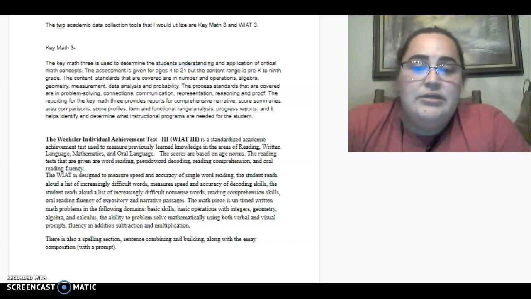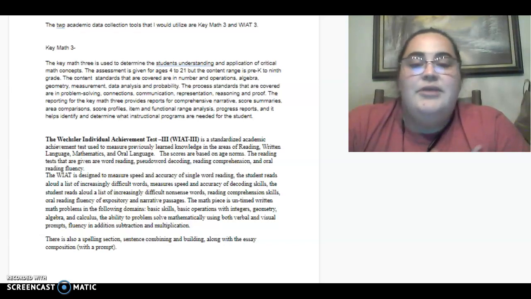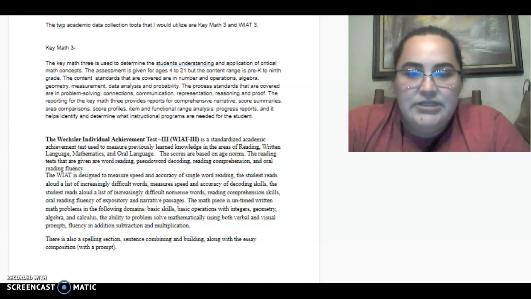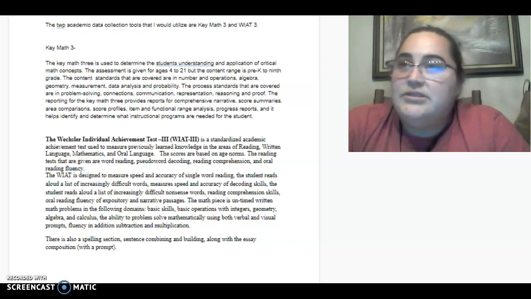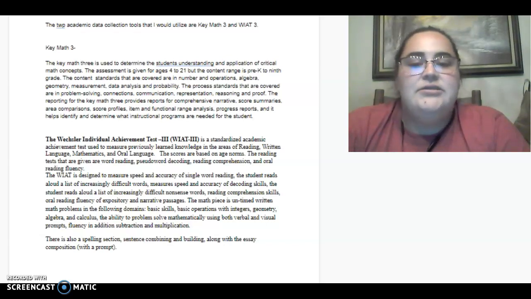The student reads aloud a list of increasingly difficult words. They measure the speed and accuracy of decoding skills. The student reads aloud a list of, again, increasingly difficult nonsense words. Reading comprehension skills, oral reading fluency of expository and narrative passages.